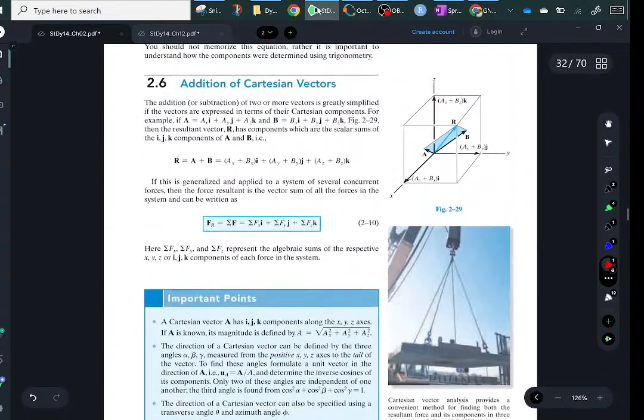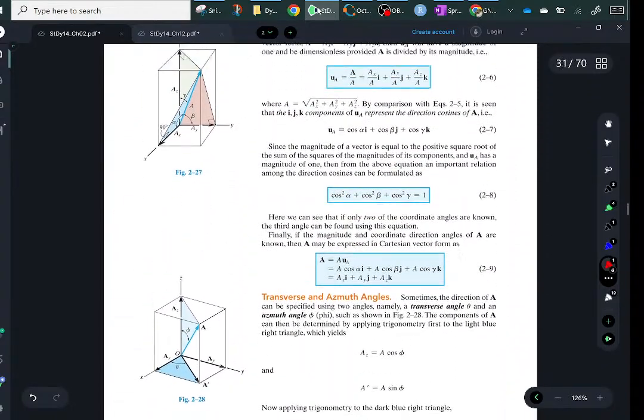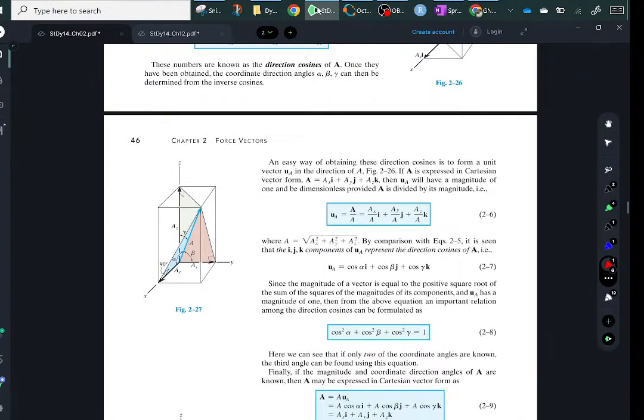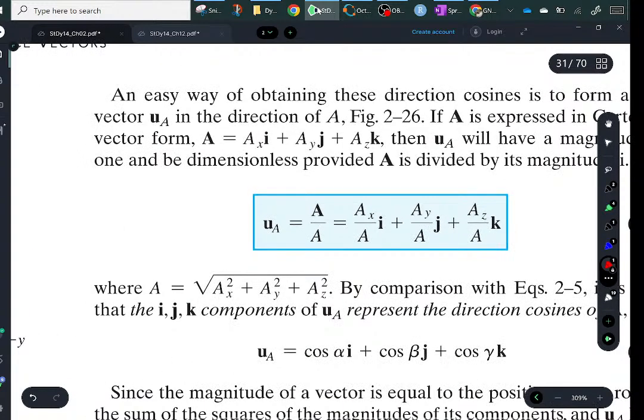Going back to the definition, which is not here, but it starts right here. Take a look at this real close. The u is a unit vector pointing in the direction of A. So any vector, I just happen to have mine called F1. He has his called A.